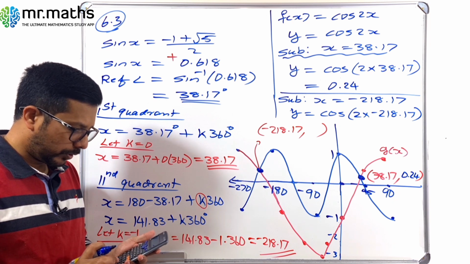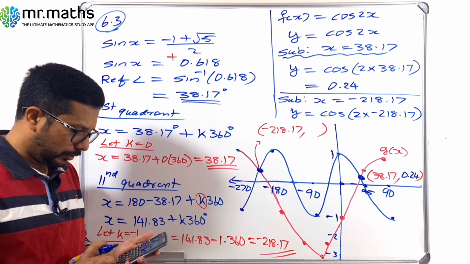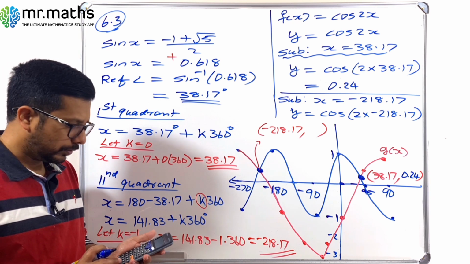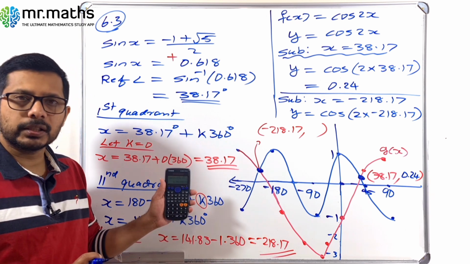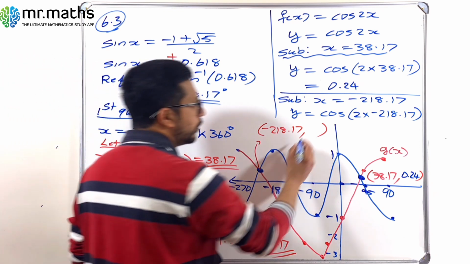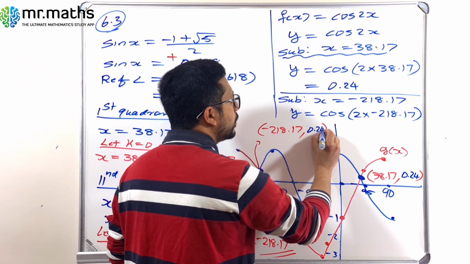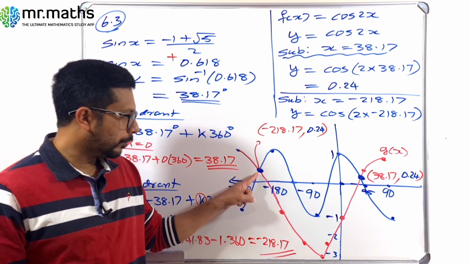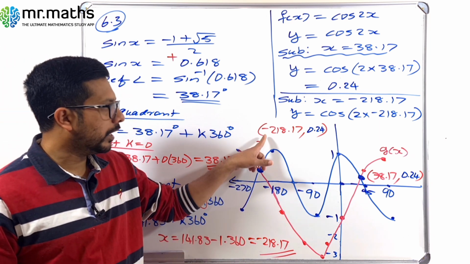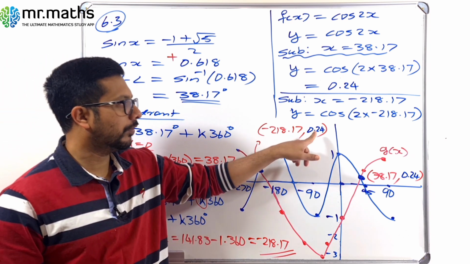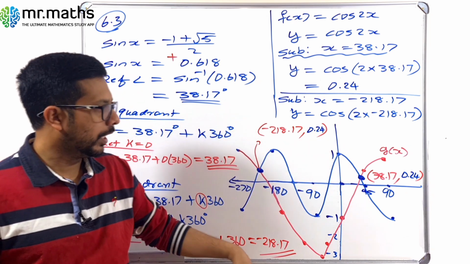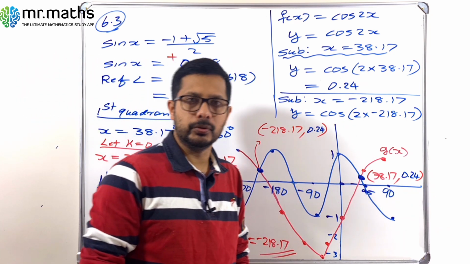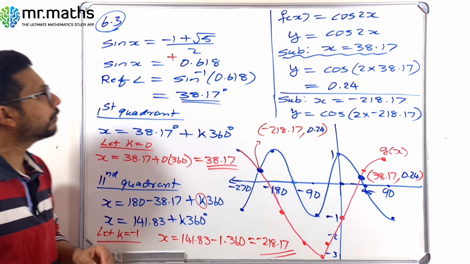2 times minus 218.17. So it is there also, you can see that 0.24. Okay, so here also 0.24. Okay, so it means that the coordinates of the point of intersections are minus 218.17 comma 0.24 and 38.17 comma 0.24. Okay, so listen once more what we did here.